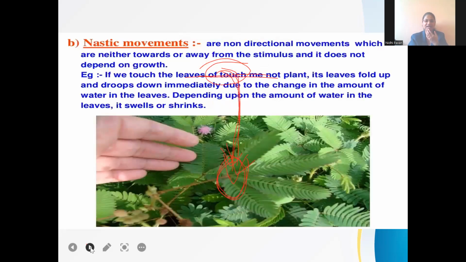Next we have Nastic movement. So we learned regarding tropic movements, which are directional movements of a plant. In that we learned regarding phototropism, geotropism, negatively geotropic, and chemotropism, right? Fine. So the next one is Nastic movements, which means it is a non-directional movement. Non-directional movement is neither towards the stimuli nor away from the stimuli, and it is not dependent on growth.